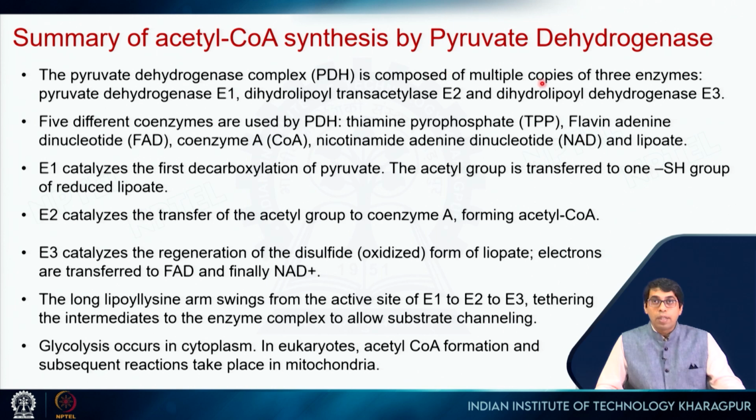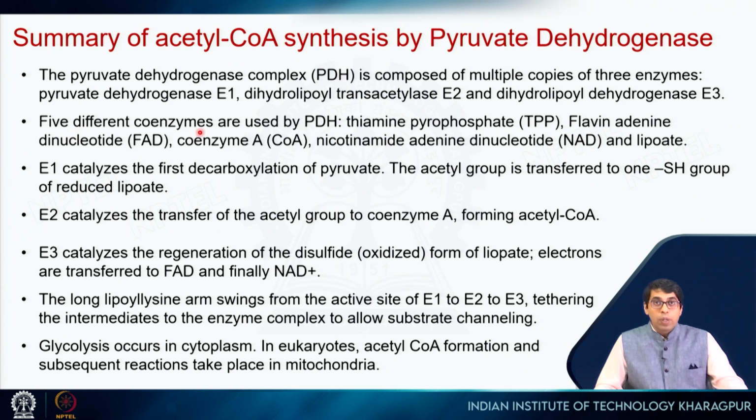It is composed of multiple copies of 3 enzymes. So, these 3 enzymes are pyruvate dehydrogenase, which is E1, dihydrolipoyl transacetylase, which is E2, and dihydrolipoyl dehydrogenase, which is E3. Now, if you see the structure, you can see that it is obvious that there are multiple copies of these 3 enzymes present in the PDH complex.